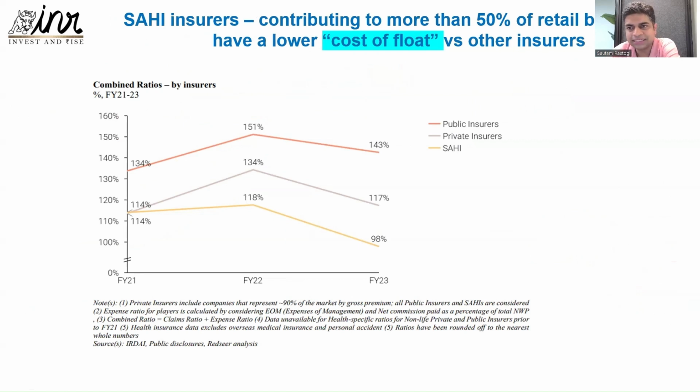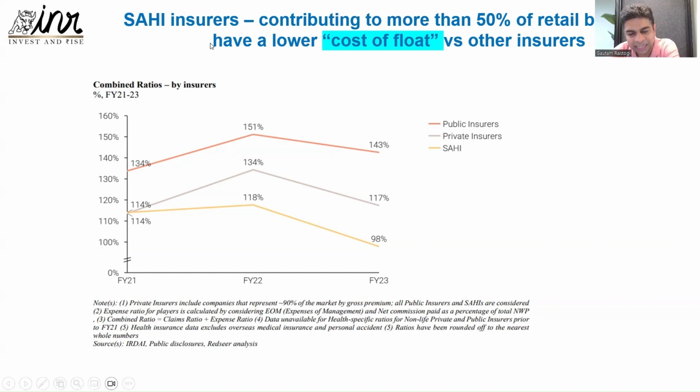So here, what we see is standalone health insurers, or Sahi insurers. We spoke about retail business, and now we are within retail business. Standalone health insurers contribute to more than 50% of retail business. In the retail segment you have other insurers, public insurers, and multi-line insurers like ICICI Lombard as well. But standalone health insurers like Star Health and Niva Bupa are contributing more than 50% of the premiums in this retail segment. In fact, Star Health is almost exclusively present in retail business.